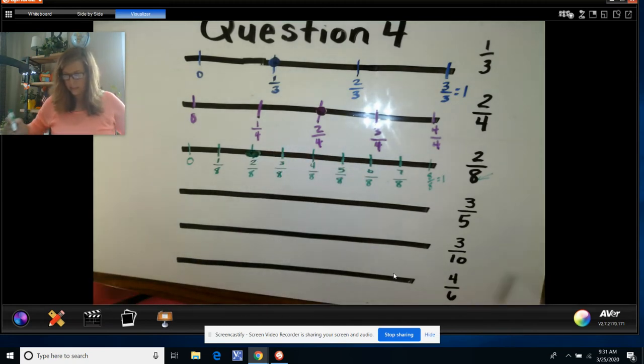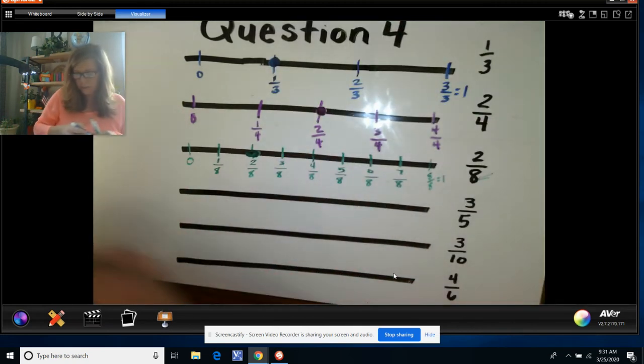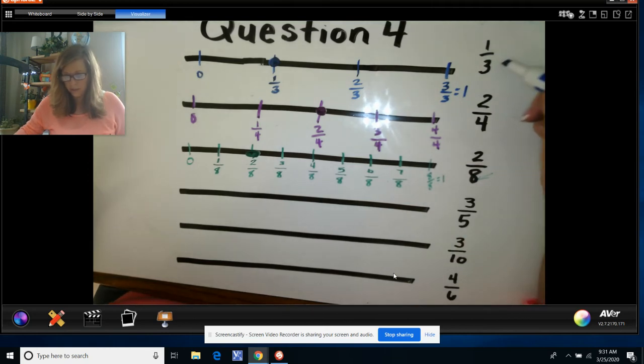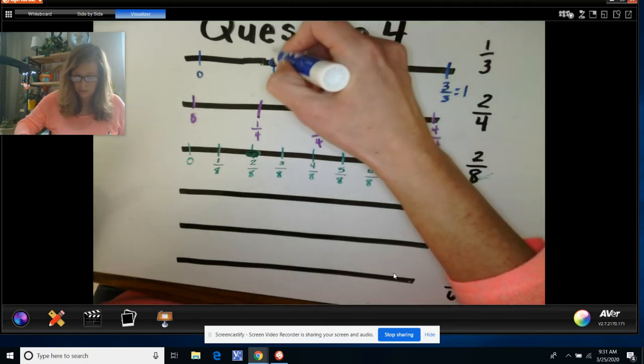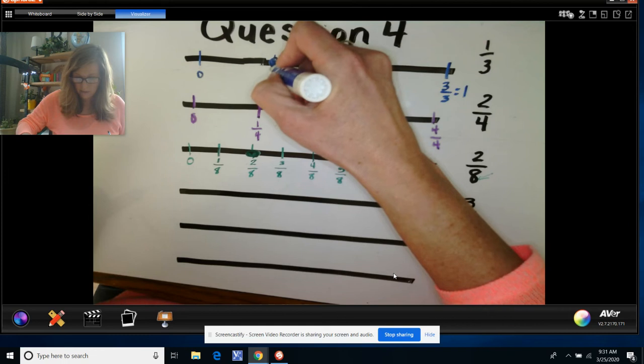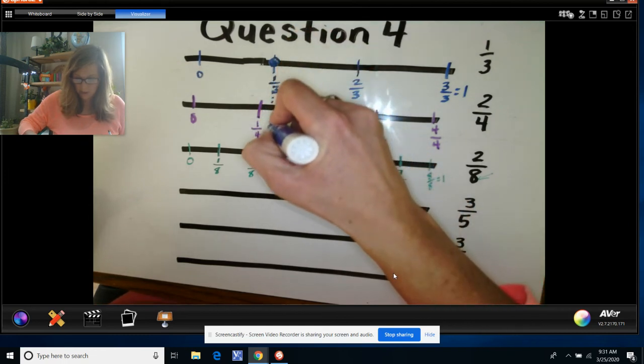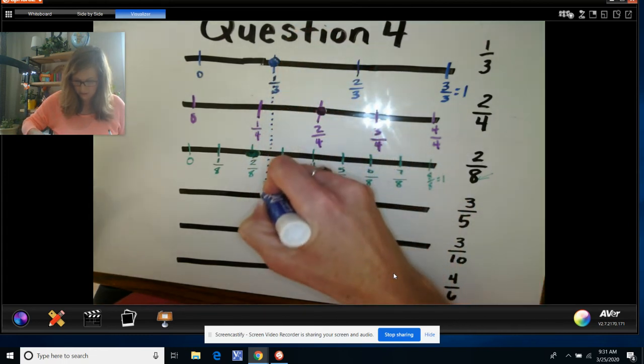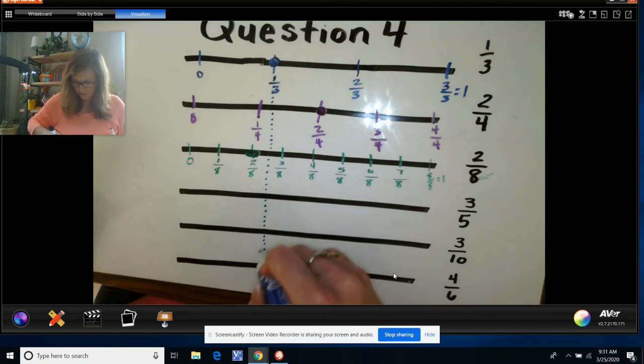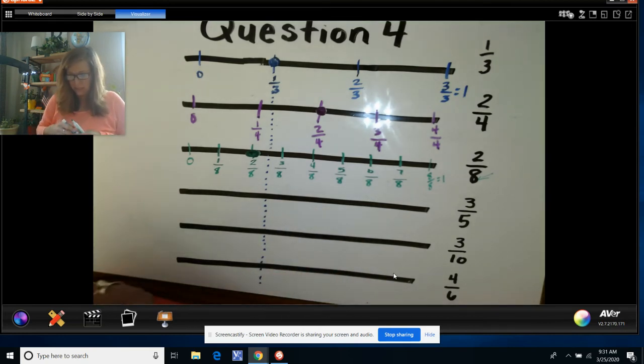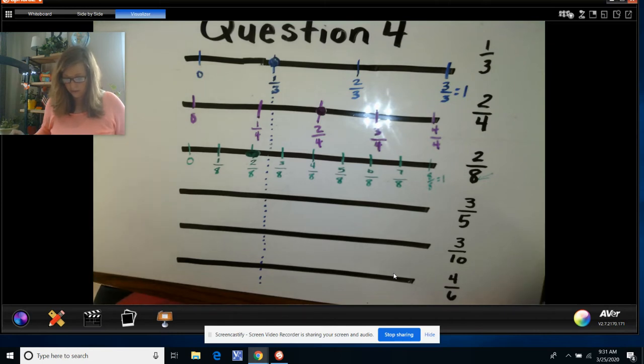So you're going to start to see now, think about what they want us to compare it to. Everything needs to be compared to this 1/3. So here's 1/3 right there. And if I were to draw this imaginary line right down, I'll keep on going all the way down, we can already see that one of these fractions is greater than 1/3, and one is less than.